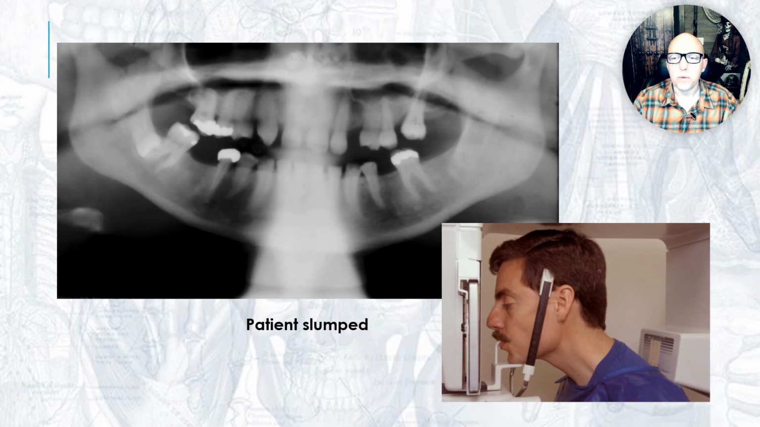Here's what it looks like when the patient is slumped. Like I said, the neck just projected, curved really far forward. So you get that ghost image of the x-rays going through the spine.